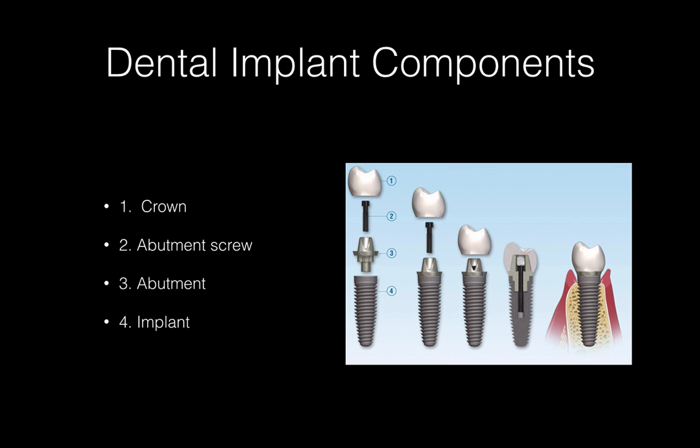Dental implant components consist of the crown, which looks like the tooth, an abutment screw, abutment, and implant. You can see those referenced in the diagram. The abutment sits into the implant, and the abutment screw goes into a channel and connects the two. The crown is then cemented on top.